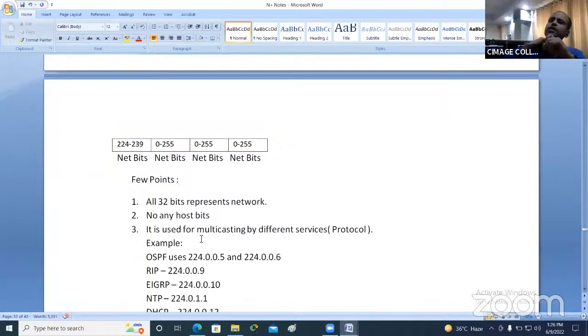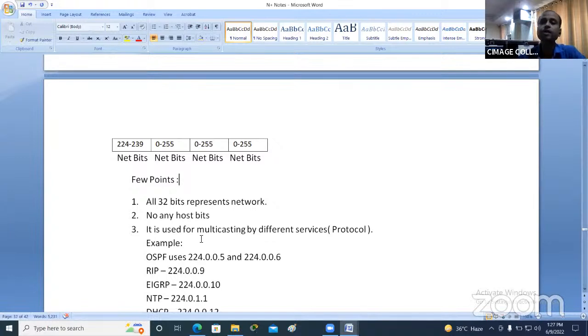Initially we have studied that IPv4 supports unicasting, multicasting, and broadcasting. So we have seen unicast IP, and right now we are seeing multicast IP. But this multicast IP cannot be used by any user. This IP cannot be used for configuration of any node. With the help of this IP address, one node cannot communicate to another node.